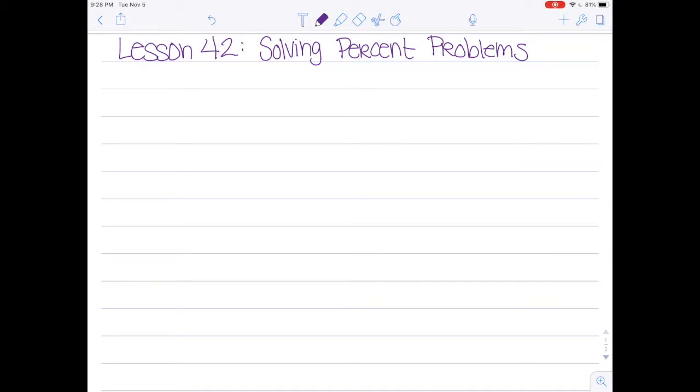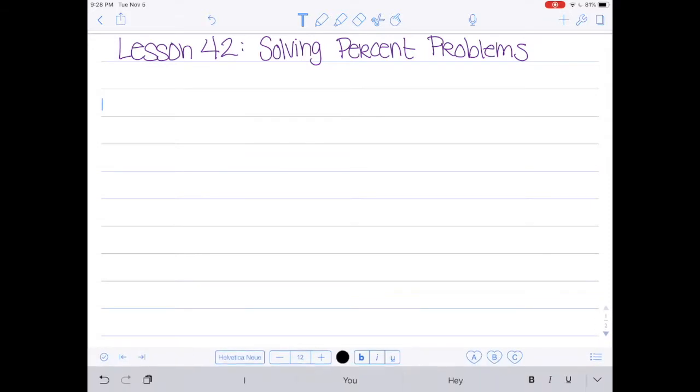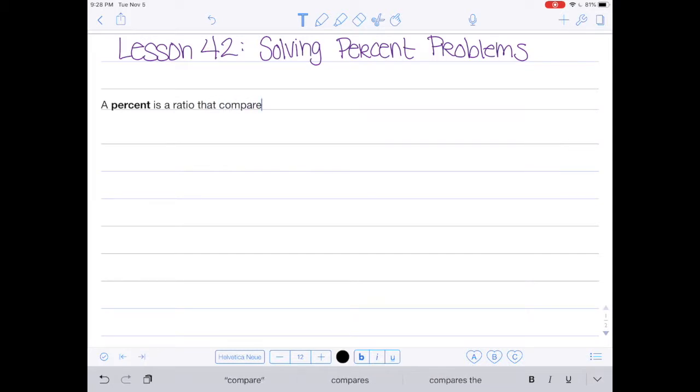So, first thing we need to know, what is a percent? Most of you are probably going, I already know what that is. Well, we're going to do a review. A percent is a ratio that compares a number to 100. If you write a percent as a fraction, it's always something out of 100.